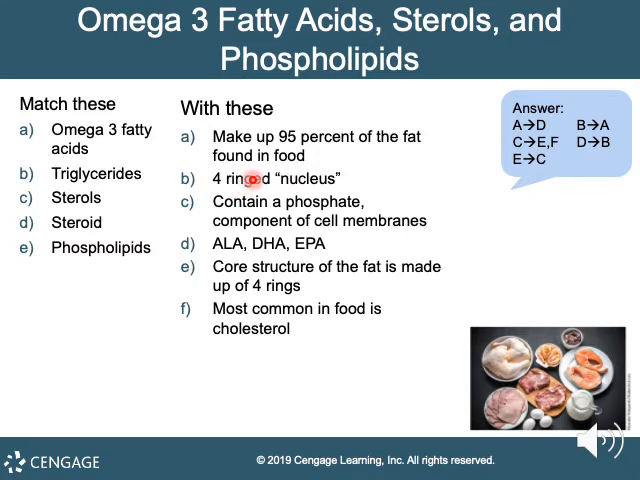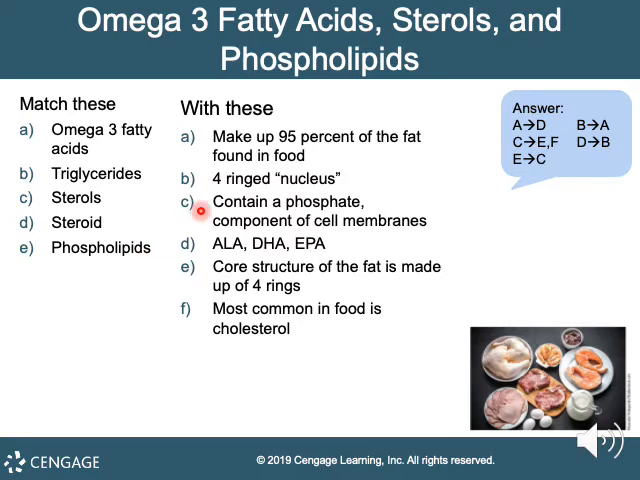could become a steroid such as cortisol, or it could become vitamin D, or your sex hormones such as estrogen or testosterone. But the basic structure in all the steroids is this 4-ring nucleus, which we'll see within a few slides.